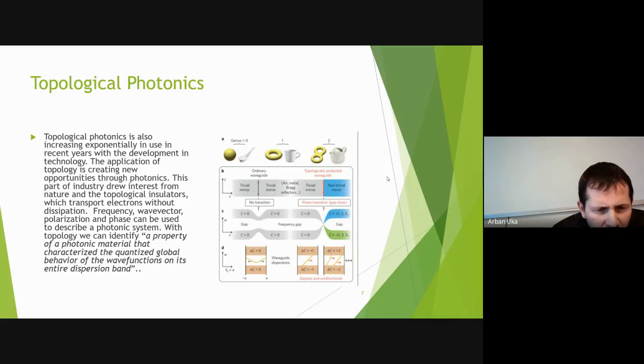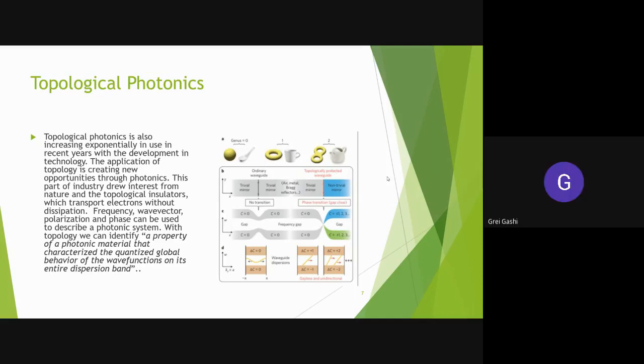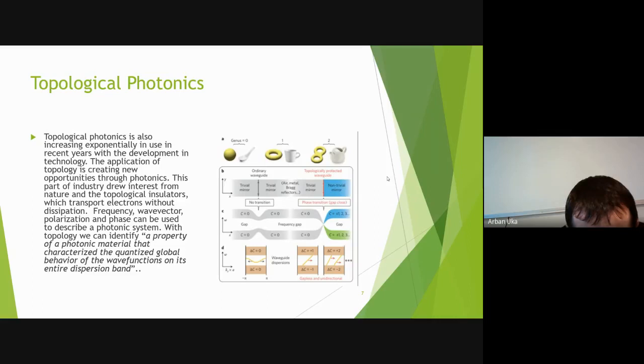Okay, let's move to the, what is this slide? I'm trying to read this one. This is ordinary waveguide. It says that. Yes, I can explain it to you. Okay, of course. Go ahead.